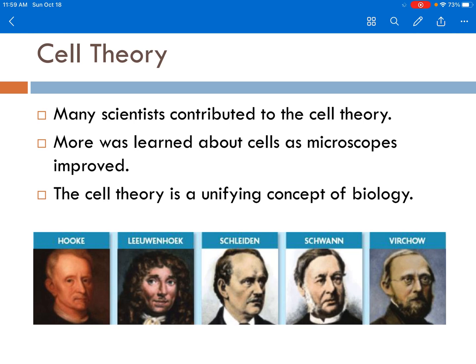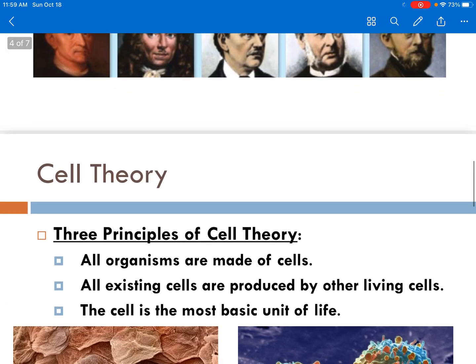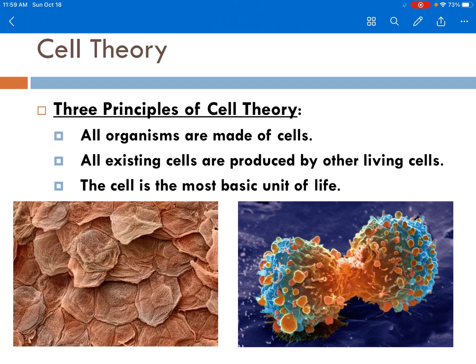So combining all of what these people contributed, especially Schleiden, Schwann, and Virchow, we came up with our cell theory. The 3 main parts of the cell theory are that all organisms are composed of cells, all existing cells are produced by other living cells. In other words, cells can only come from other cells, and that the cell is the most basic unit of life. In order to be considered a living thing, you have to have at least 1 cell. All right? Most organisms are multicellular, but you have to at least have a cell because that is the most basic unit of life.